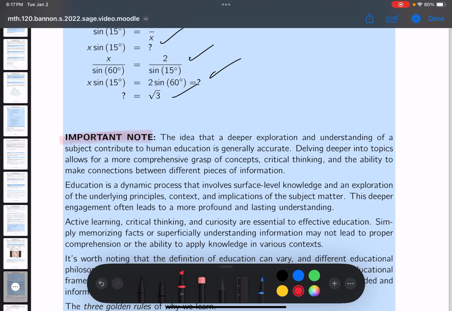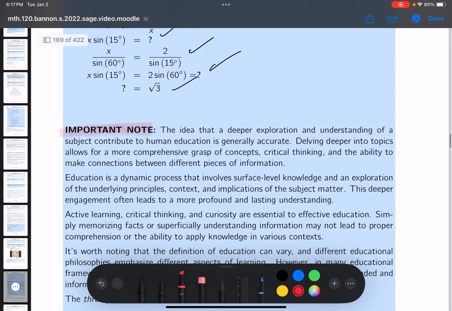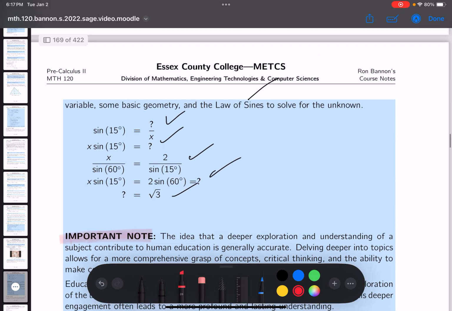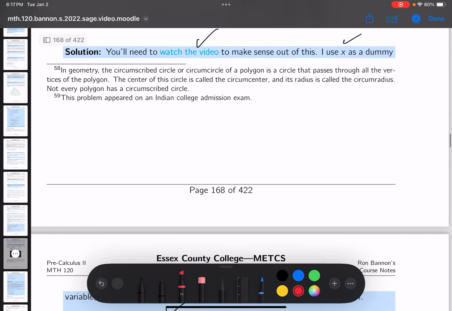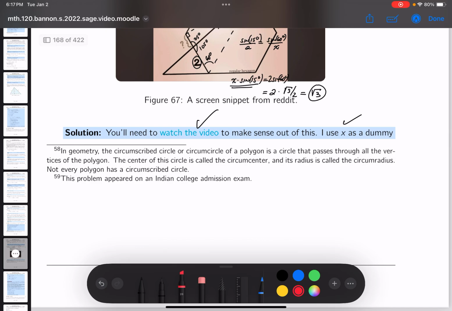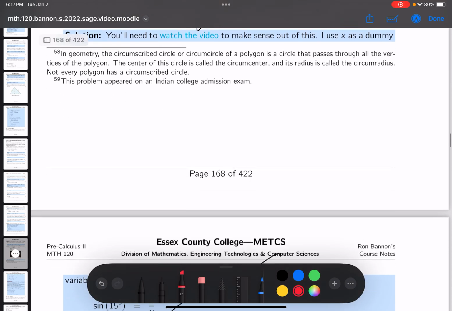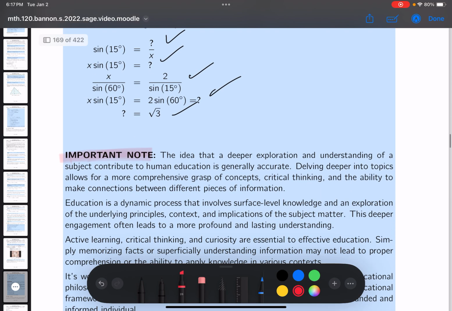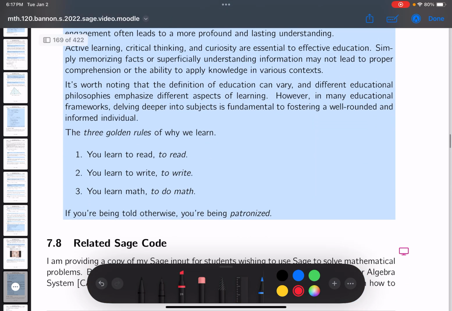And I'm going to say the idea that a deeper exploration understanding of a subject contributes to human education is generally an accurate statement, by the way. And what I want to claim over here is what a lot of students do, they always say, well, why do I learn this stuff? Would I ever use this stuff? And the bottom line is it's a really tough question. I could give you a platitude and say, oh, you learn this because you want to do this, or that. But I would really boil down to an education.